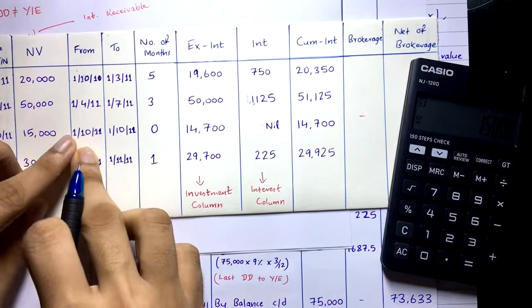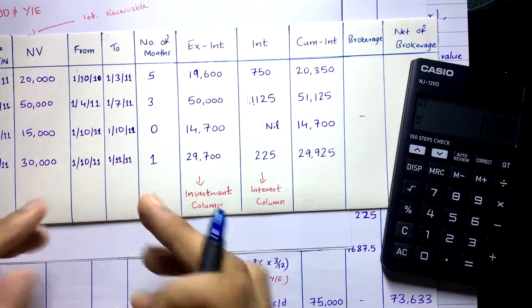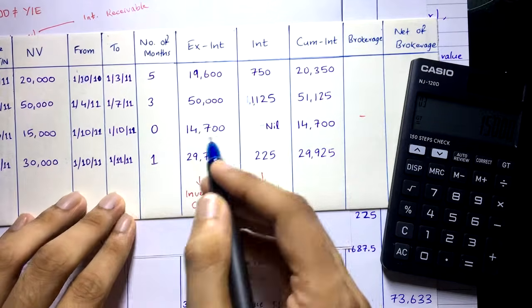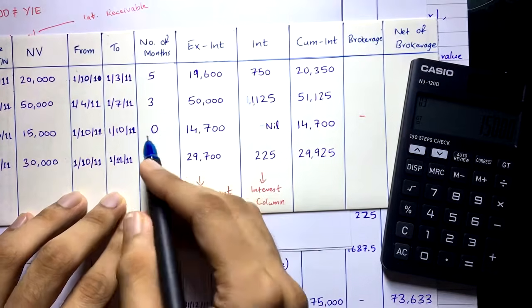We don't take 30th September. We take 1st October, the start of the period. So it's happening on the start of the period itself. So you can't have any interest. So interest will be zero. Okay? Interest will be nil. No months have passed, so no interest.